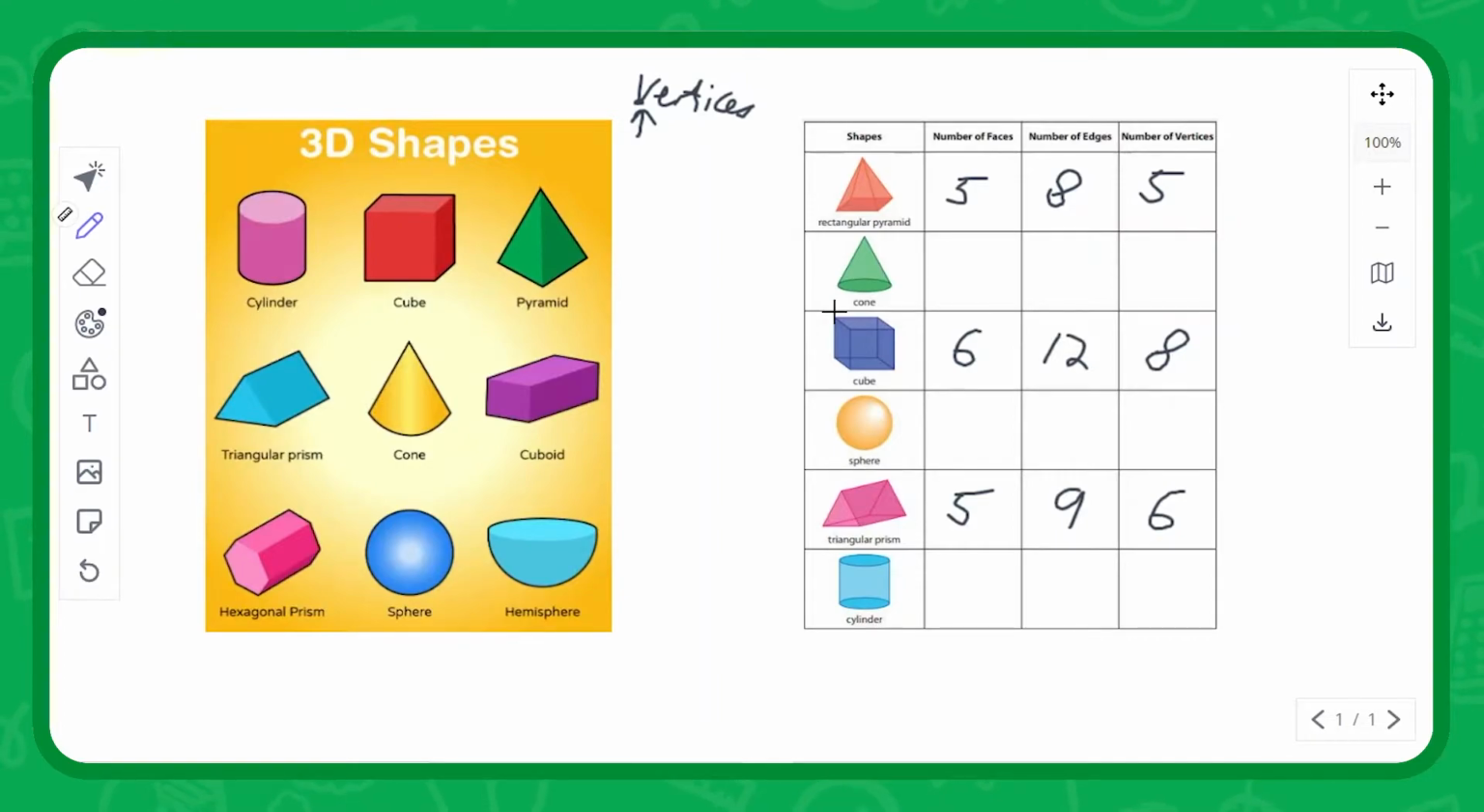Now, to the ones that have some curved surfaces, here's where it gets a little bit trickier. If we look at this cone here, the number of faces, we've got this obvious one on the bottom, but this curved edge around the whole cone, like an ice cream cone, that is just one face. It curves around, so the number of faces is just 2. Edges can also be confusing here. What are my edges?